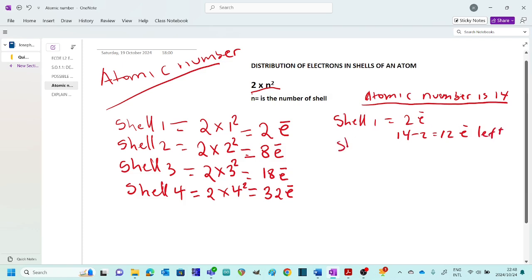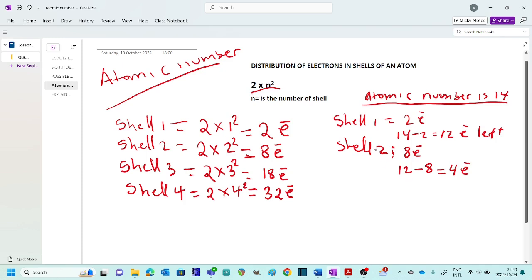So we go to shell 2. How many electrons does shell 2 require? According to our formula, that's 8. Let me first write shell 2, that's 8 electrons. Shell 2 takes 8 electrons. Now from the 12 electrons that we had left, we assign 8 electrons to shell 2. So how many electrons do we have left? 4 electrons.